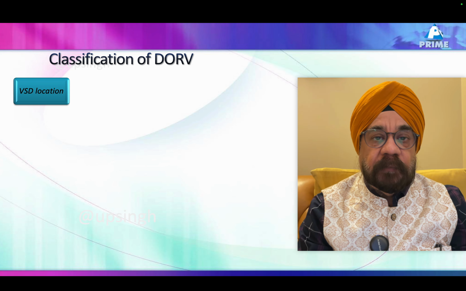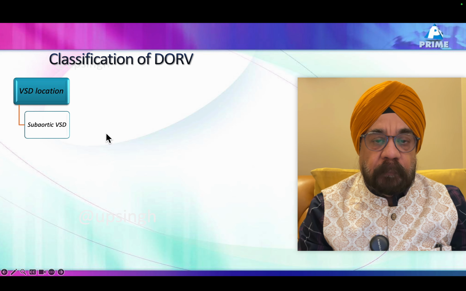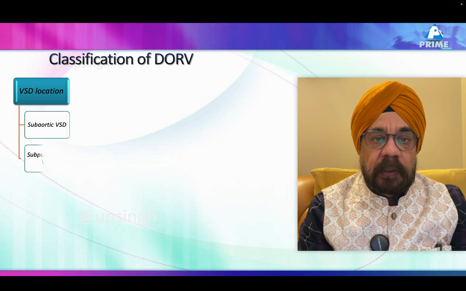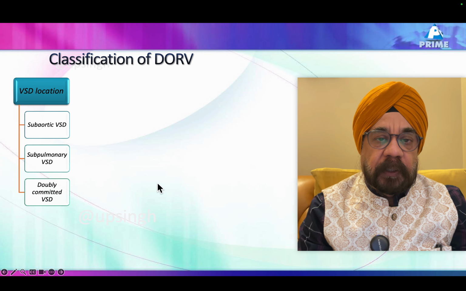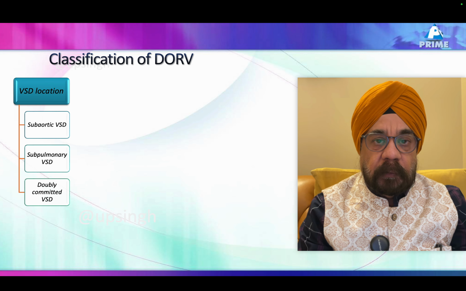First, where is the VSD located? Is it below the aorta, subaortic? Is it committed to the pulmonary artery, subpulmonary? Or is it doubly committed, committed to both the arteries? Or it's not committed to any artery.